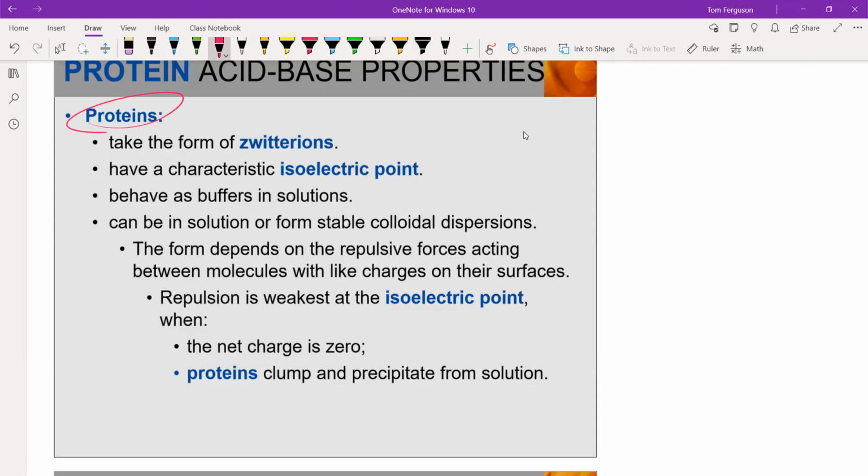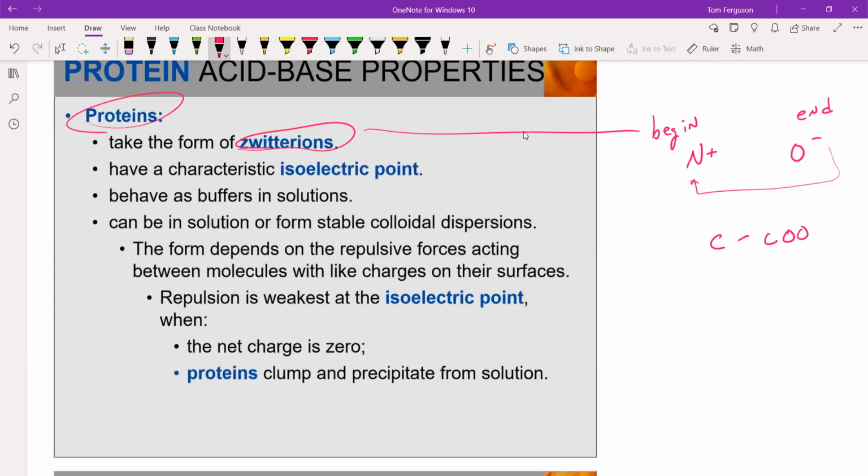So proteins, now, greater than 51 amino acids, take the form of zwitterions. That means the amino group at the beginning has a positive charge and the end has a negative charge, because that hydrogen migrated over there. If we're looking at glycine, for example, say we had 1,000 glycines altogether. It's going to look like this.